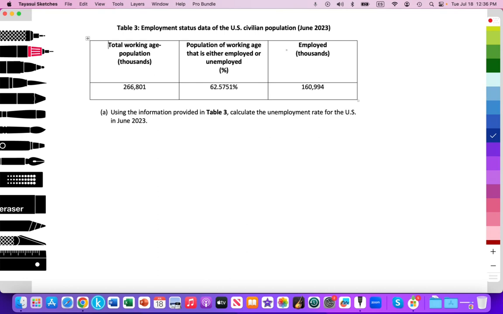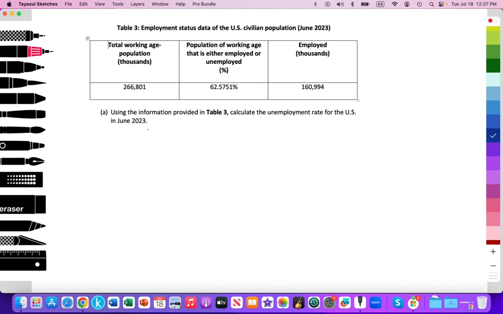And in column 3, we have the number of people who are employed in thousands. So we add the extra 1,000 here. It's actually 160.994 million people. So from that data, you should be able to calculate the unemployment rate. If you had a question asking you, using the information provided, calculate the unemployment rate for the US in June 2023, how would you do that?